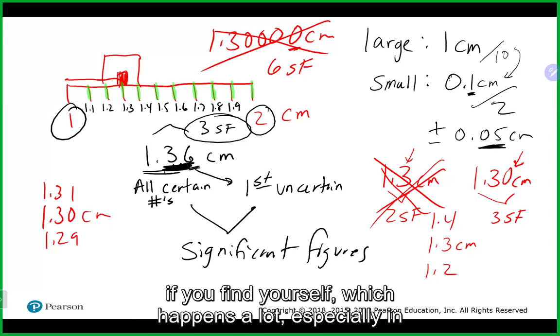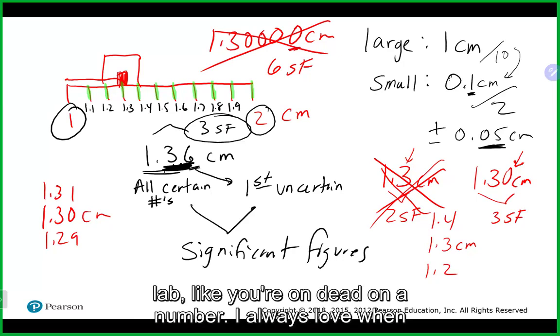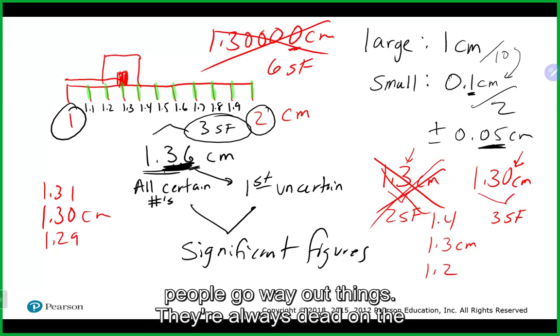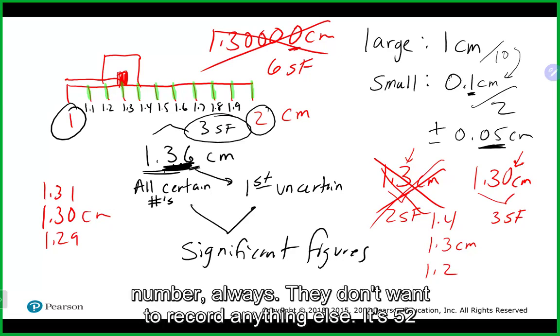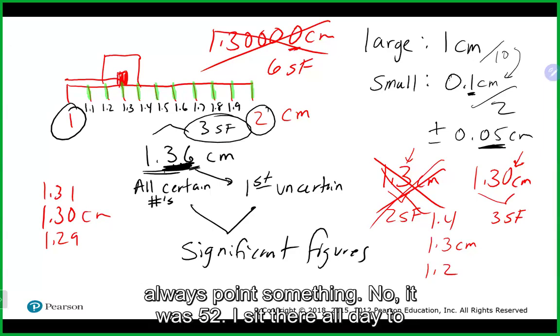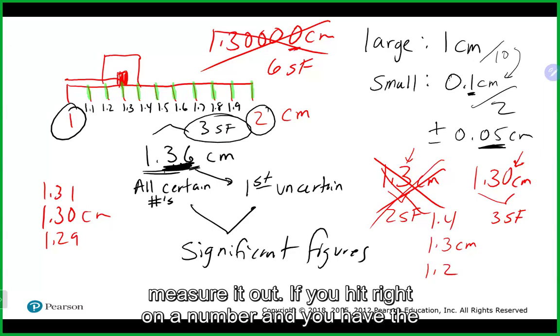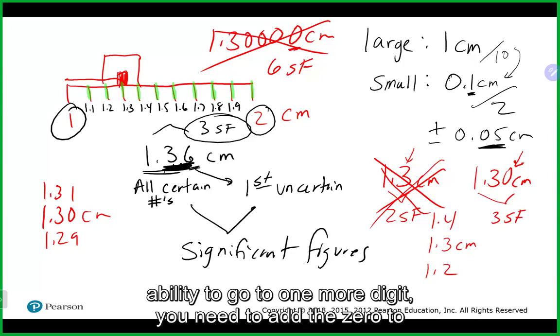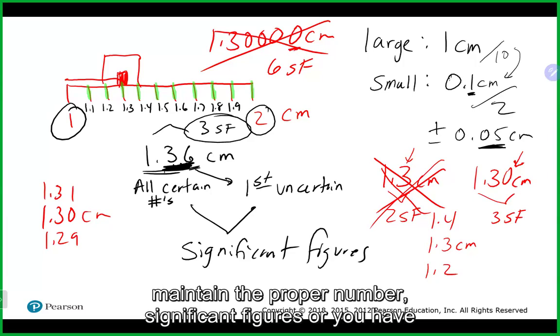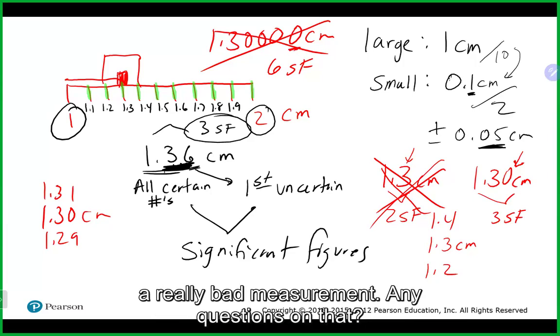So if you find yourself, which happens a lot, especially in lab, dead on a number. I always love when people go weigh things out. They're always dead on the number, always. They don't want to record anything else. It's 52, always. Point something? No, it was 52. I stood there all day to measure it out. If you hit right on a number and you have the ability to go to one more digit, you need to add the 0 to maintain the proper number of significant figures, or you have a really bad measurement. Any questions on that?